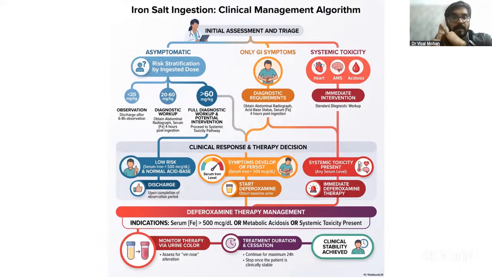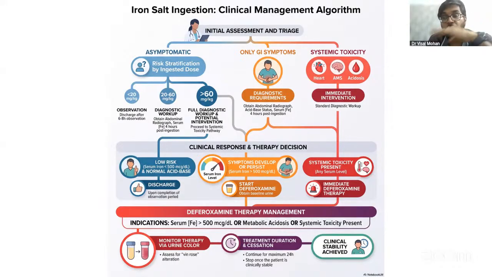Okay, so we start with an initial assessment. If the patient is asymptomatic and there is a history of ingestion, if the elemental iron is less than 20 mg per kg, asymptomatic at 6 to 8 hours post ingestion, we can discharge the patient. If it's around 20 to 60 mg per kg, we obtain the abdominal radiograph and consider the need for lavage or whole bowel irrigation. More than 60 mg per kg, or if the patient is showing any GI symptoms, we get the abdominal radiograph and the acid-base status. Then we decide about lavage and whole bowel irrigation.